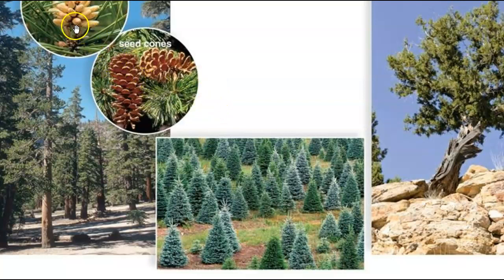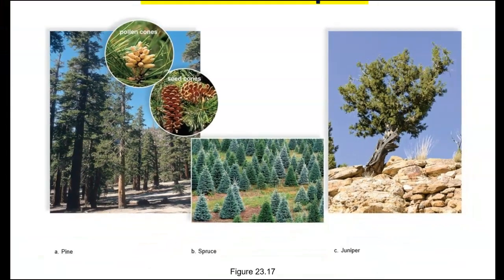Up at the top left, you see male cones, and you will see those on a different part of the tree, particularly in the spring. The male cones and the female cones look very different from one another. The male cones are where you find the pollen, and the female cones are where the eggs, or the ovules, are, which are fertilized and then become seeds. So let's go back.